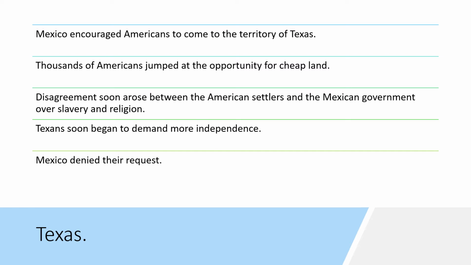So this is going to create some real high tension between the people who were living in Texas and the Mexicans. And Texans soon began to demand more independence. They wanted to be more independent of Mexico, and Mexico will deny their request.